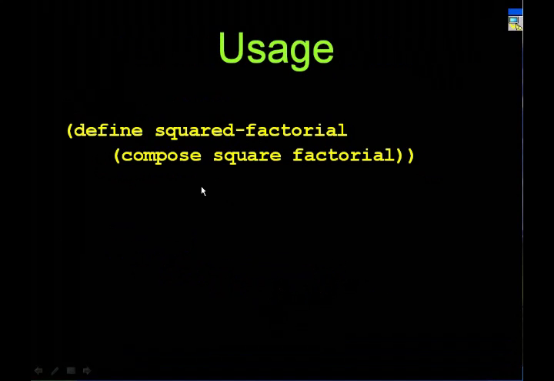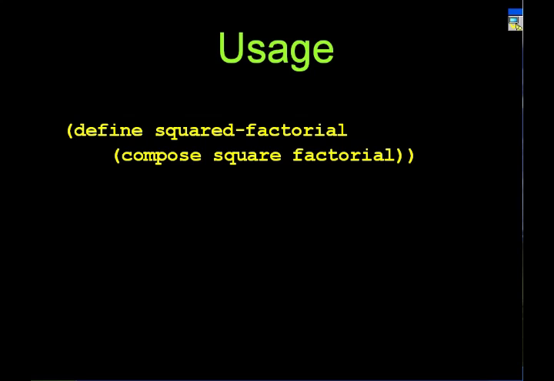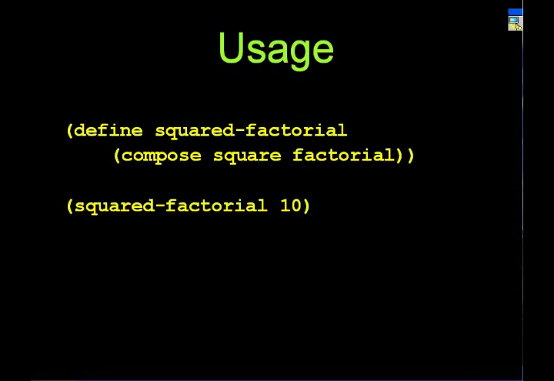Okay, while I'm talking here, you can take out your clickers just to make sure they work. All right. So suppose you have compose square factorial, and you do square factorial of 10. What happens?